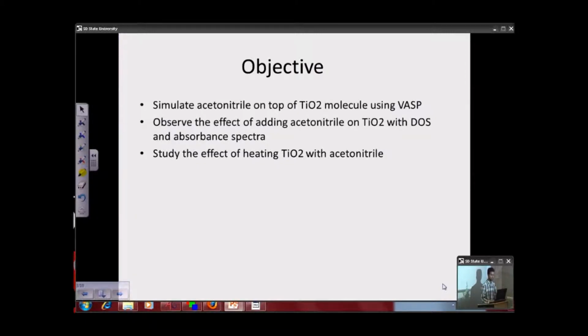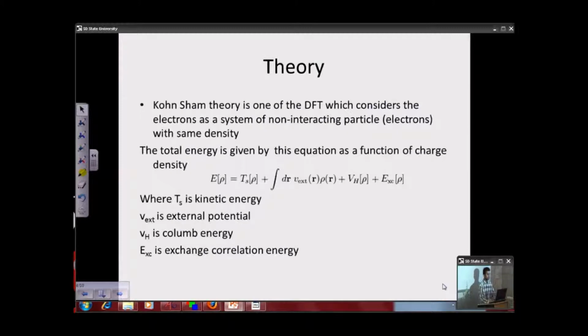So my objective is to simulate acetonitrile on top of TiO2 molecule using VASP to observe the effect of adding acetonitrile on TiO2 with DOS and absorption spectra, and also the study of effect of heating TiO2 with acetonitrile.